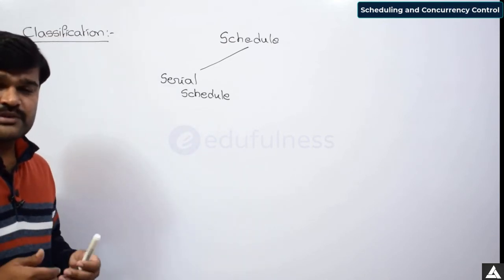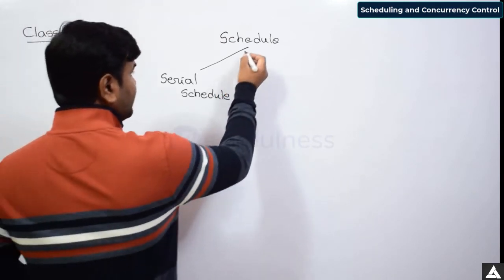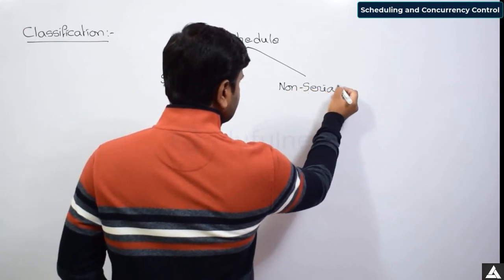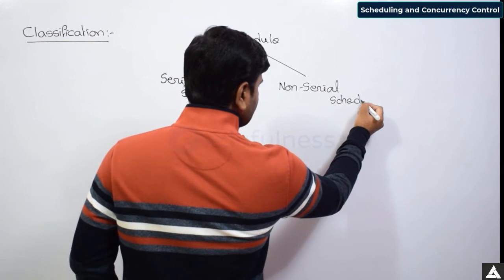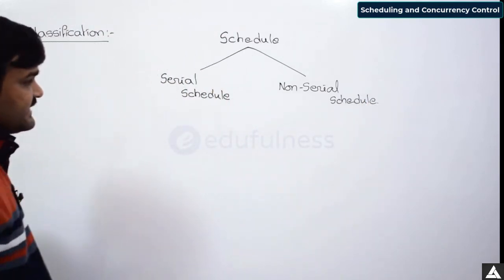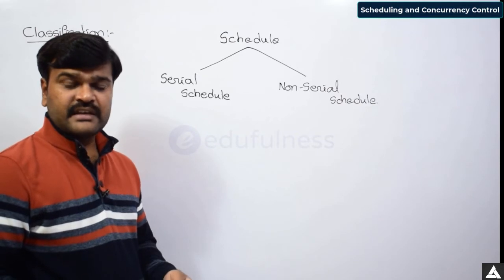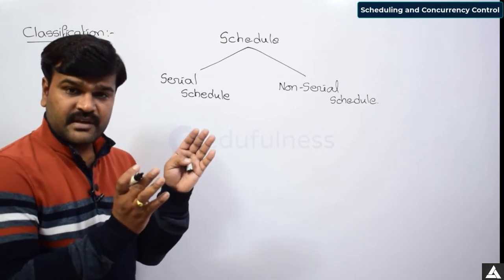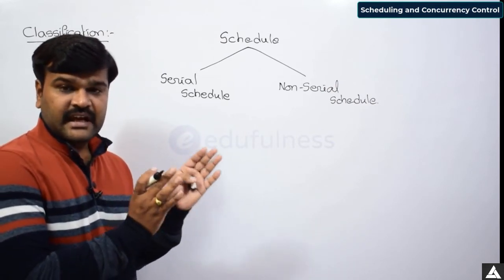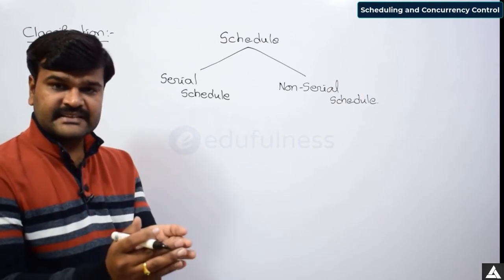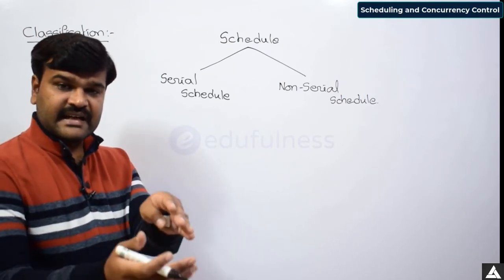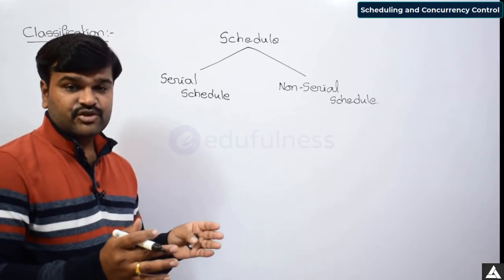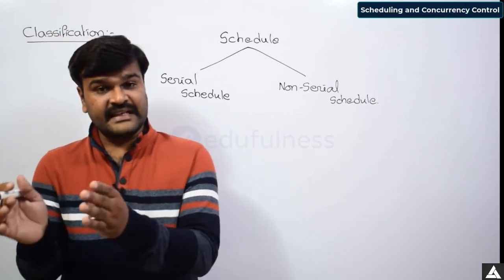So to improve the performance in all the ways, we are going for non-serial schedules. Non-serial schedule meaning is some operations from one transaction you are executing, after that you are switching to some other transaction, and some operations you are executing there, and then coming back to the previous transaction, and then executing the remaining operations like that. So that means you are mixing the operations of different transactions.